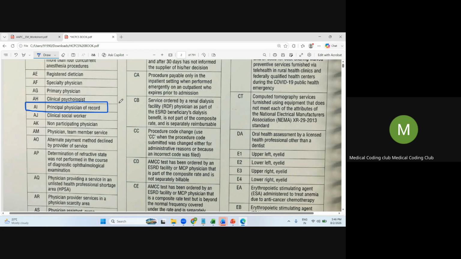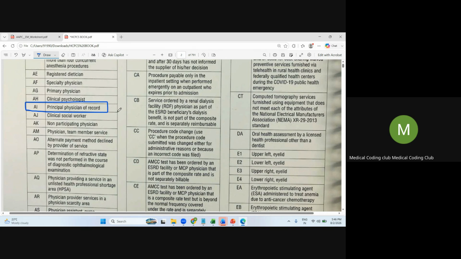Mainly the AI modifier will be used for Medicare beneficiaries. That means the patient who has Medicare insurance. When we meet a particular circumstance, we must take the AI modifier. I'll explain what those circumstances are with an example. So know that the AI modifier refers to the principal physician of the record.